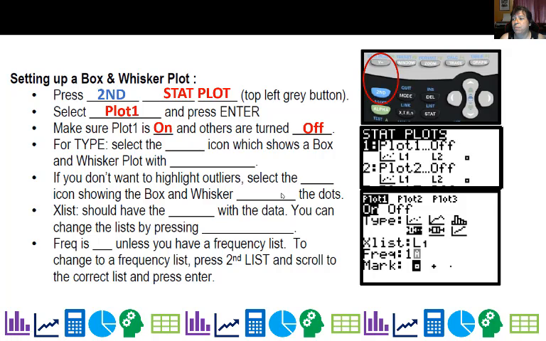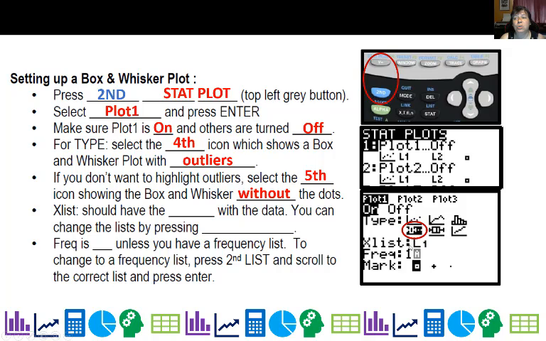For type, right here in this area, you're going to select the 4th icon, which would be the second row, first icon. It looks like a box plot, and you see the little dots. That's the one with outliers. If you don't want to highlight the outliers, you can actually select the 5th icon over here, showing the box and whisker without the dots.